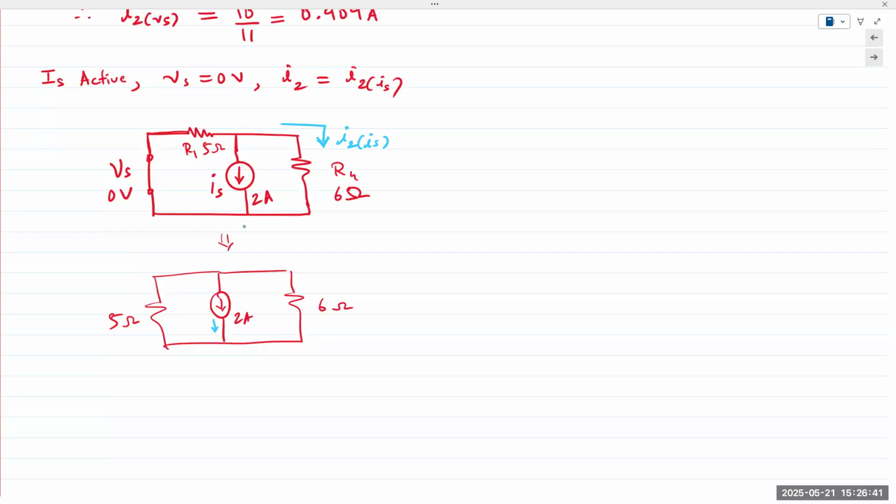Current's coming down. Some of it goes this way, some of it goes this way. What is happening to that current? It's getting divided. What technique can we apply? Current division. Current division is a shortcut.